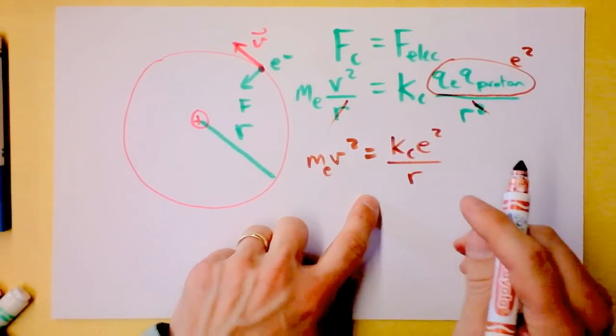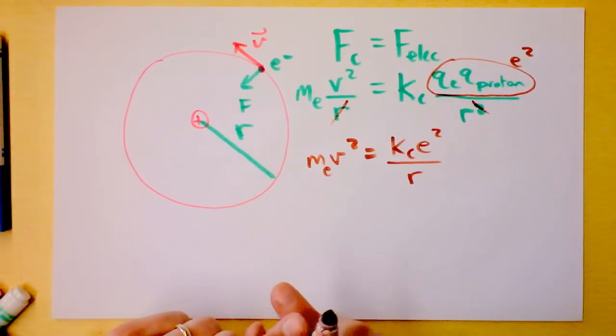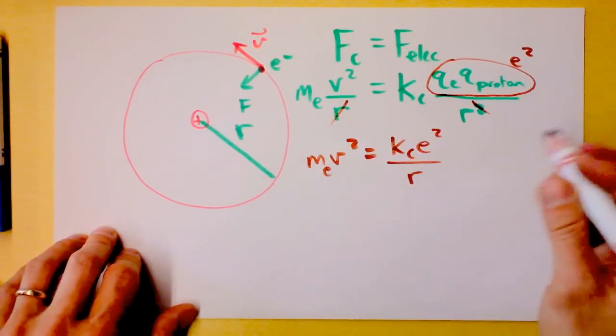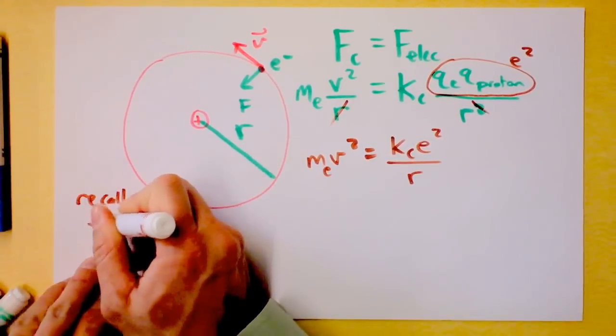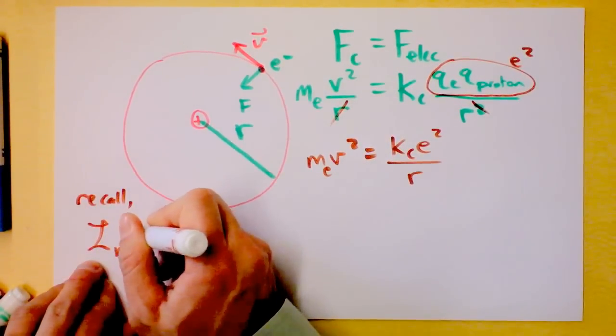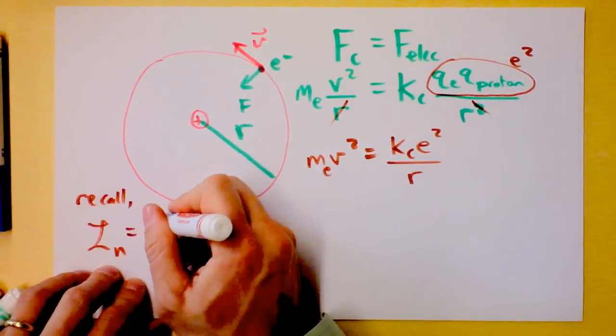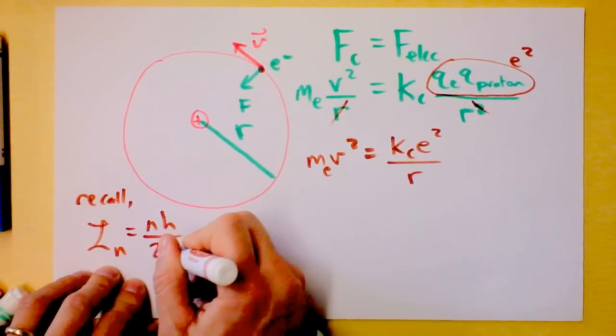Yeah, I think that's right. And then I want to, well, you remember that we had preordained this. Recall, he wants the angular momentum of the nth orbit to be n times Planck's constant divided by 2 pi.